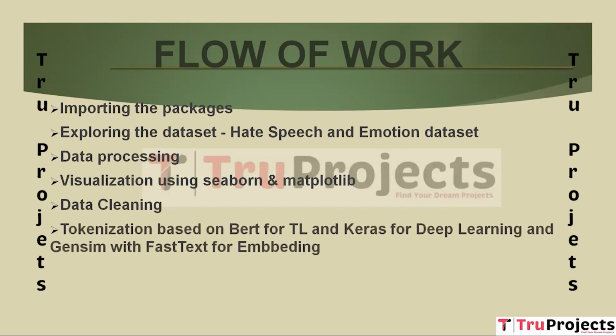Tokenization based on BERT for TL and Keras for deep learning, and GenSim with FastText for embedding. Tokenization is a crucial step in natural language processing (NLP) projects. In this project, different tokenization approaches are used. Tokenization based on BERT is employed for transfer learning (TL), Keras for deep learning models, and GenSim with FastText for creating word embeddings. Tokenization converts text into smaller units called tokens, enabling efficient processing and analysis of textual data.